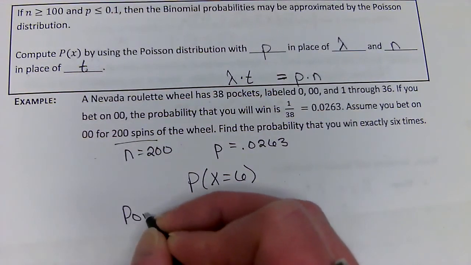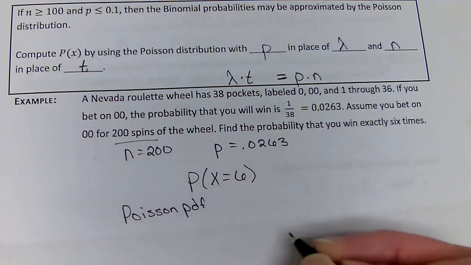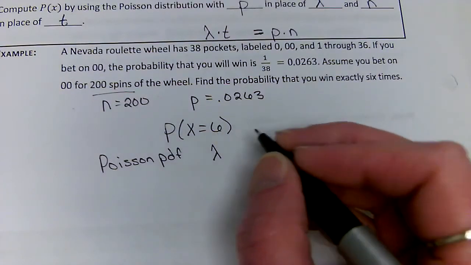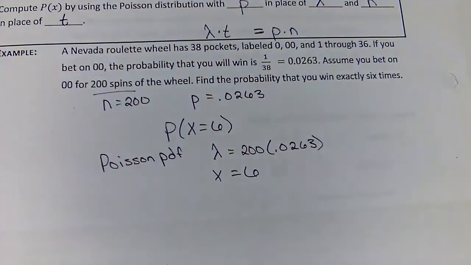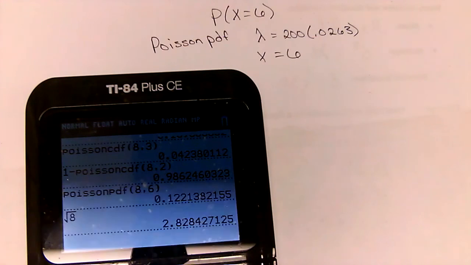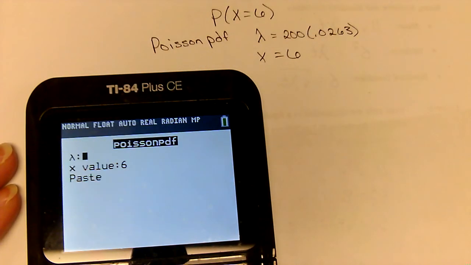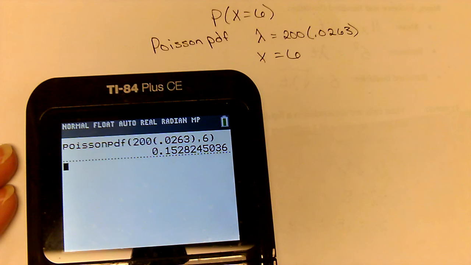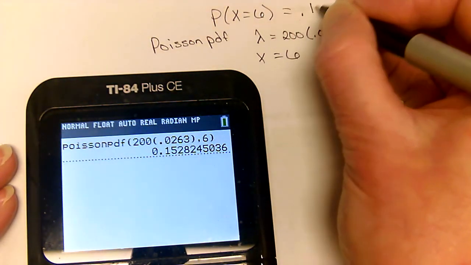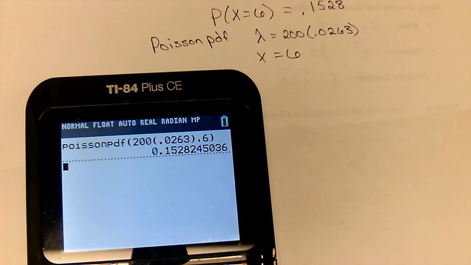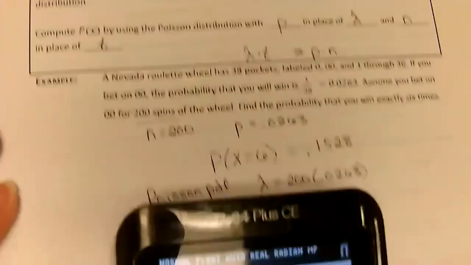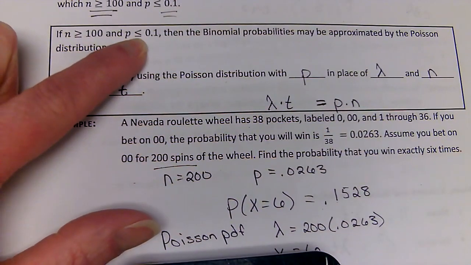So I can do a Poisson PDF. Now, when it says lambda, that's actually going to be our lambda times time. So that's actually going to be 200 times 0.0263. And x is 6. So now type this in. And I guess I didn't show you could do this yet, 0.0263. That makes it easier. Oh, happens to be x equals 6 again. And it finds it really, really fast. If we had tried that with the binomial, sometimes it'll freeze up. So we can only do that again if our trials are over 100 and our probability is very, very low.